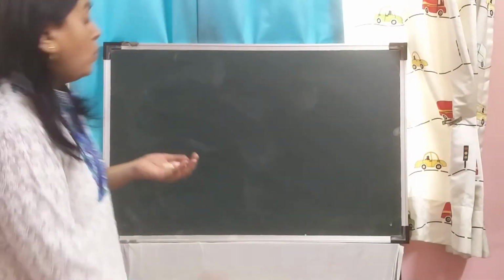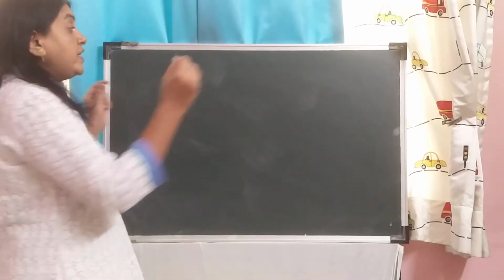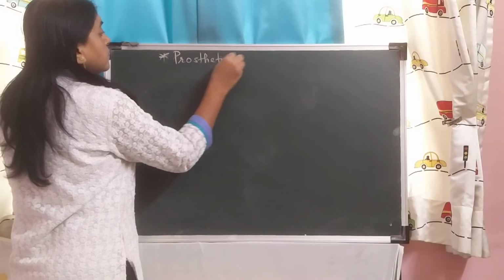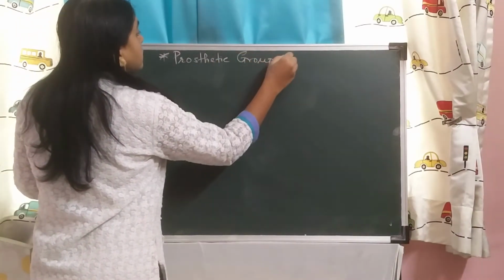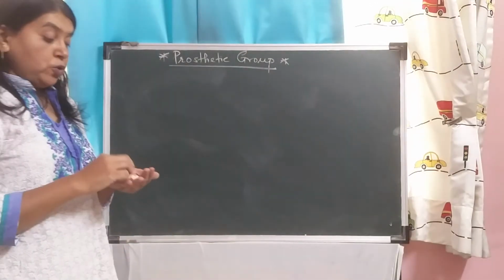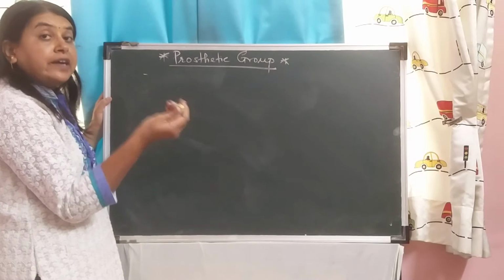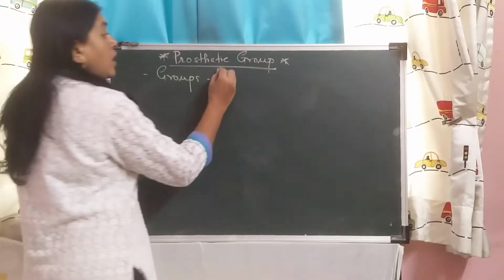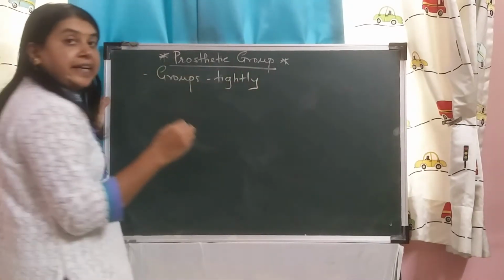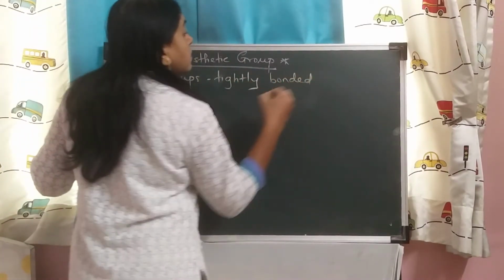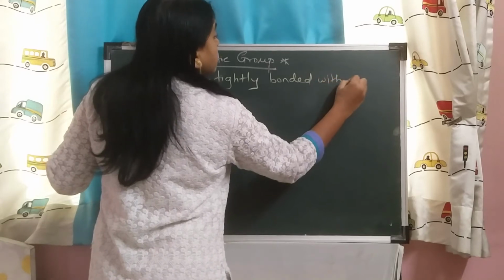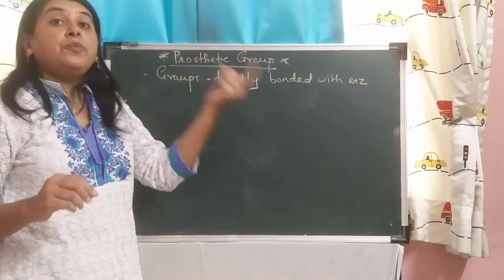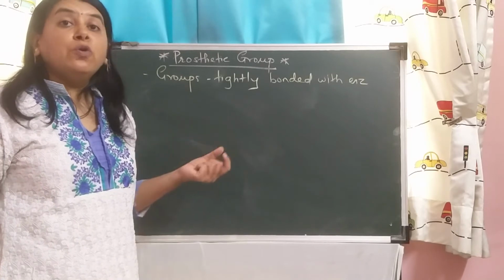So this was about the coenzymes. Next we are going to study prosthetic groups. So what are prosthetic groups? Prosthetic groups are the groups which are tightly bound to the enzyme. Groups which are tightly bonded with the enzyme are called prosthetic groups. That means they cannot be easily removed from the enzyme.